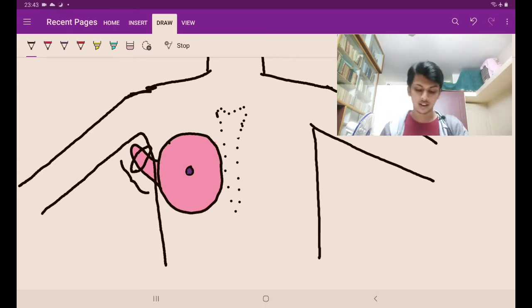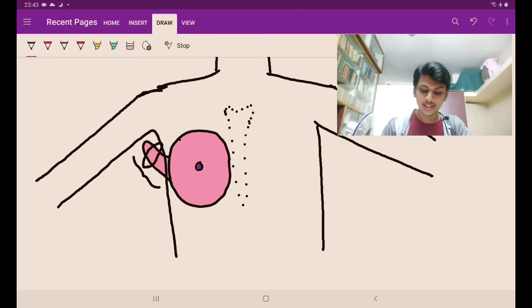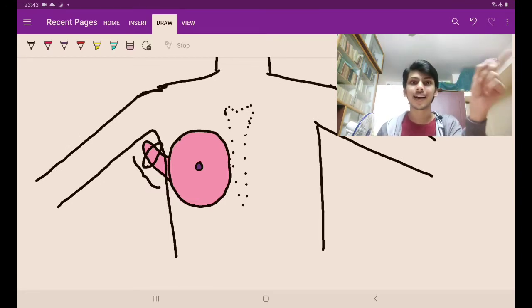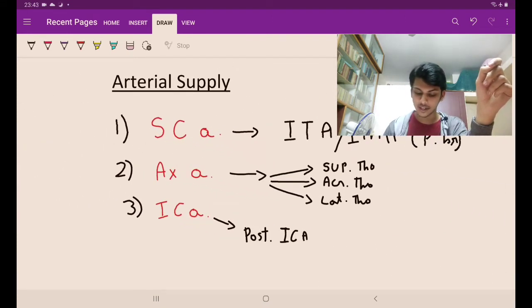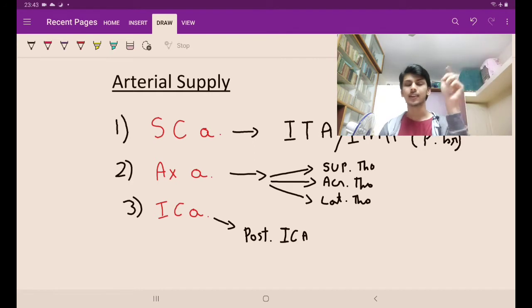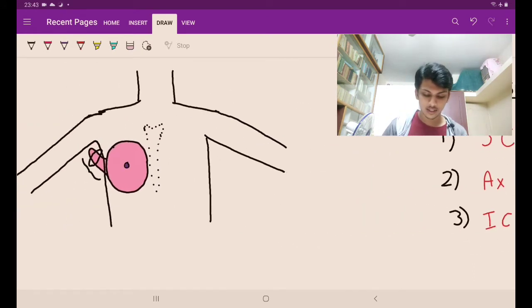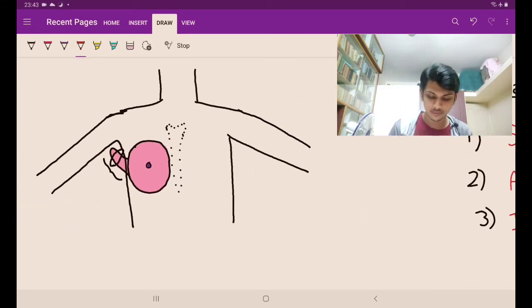Okay. Now let's continue. We'll be discussing the blood supply now, guys. We'll be discussing the blood supply under arterial supply and venous drainage. See here. The arterial supply of the breast includes three arteries mainly: the subclavian artery, the axillary artery, and the intercostal arteries, the posterior intercostal arteries.